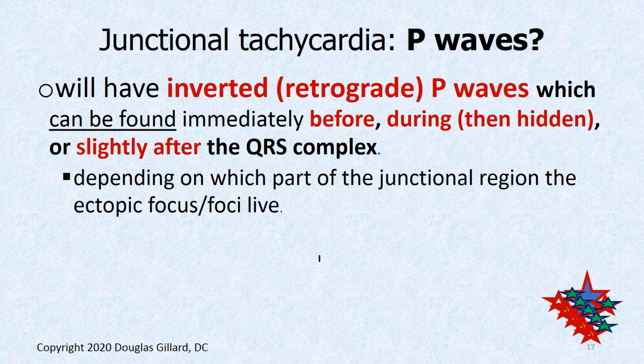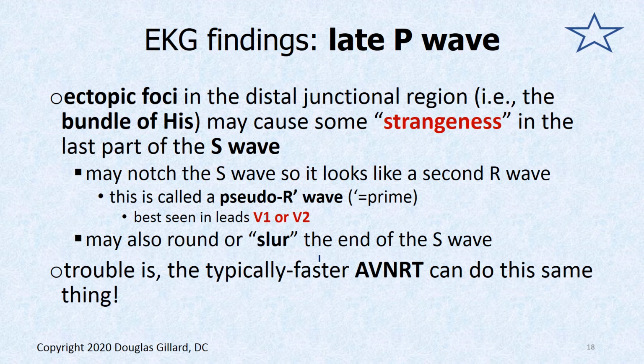The P waves, if you can see them, will be inverted because, as we explained in the last lecture, the current runs away from the ectopic focus. They could be hidden though. What if they're in the proximal or the distal part of the AV node? They might be hidden, or they might even be after the QRS complex if they happen in the bundle of His. And that causes some trouble when they're late, these darn late P waves.